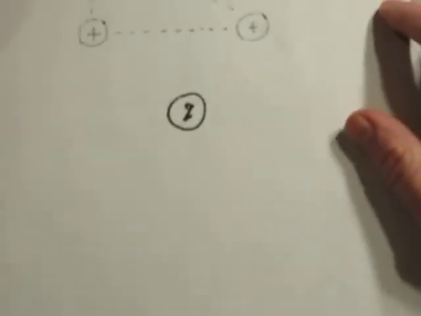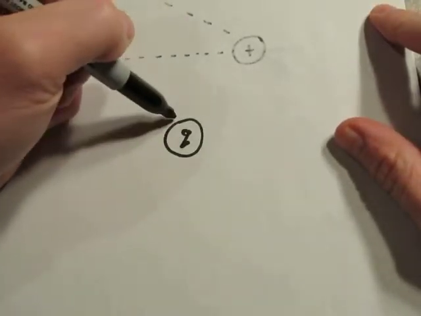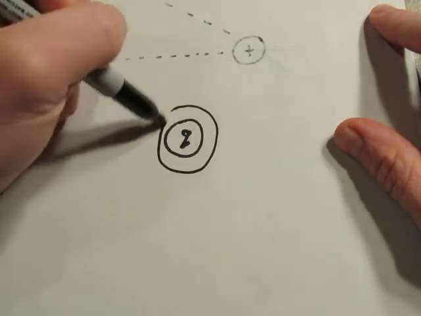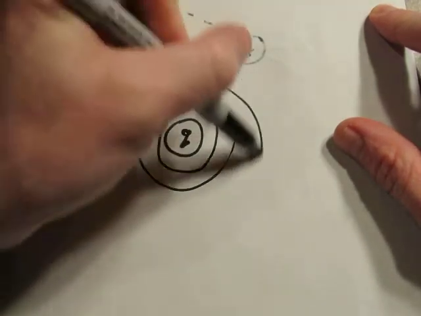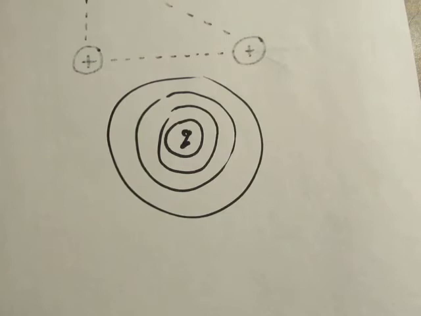Well, same thing. If you have a charged particle, it's going to warp space around it and create not a gravitational field, but an electric field around it. And that field's going to be there no matter what, even if nothing else is even in the picture.